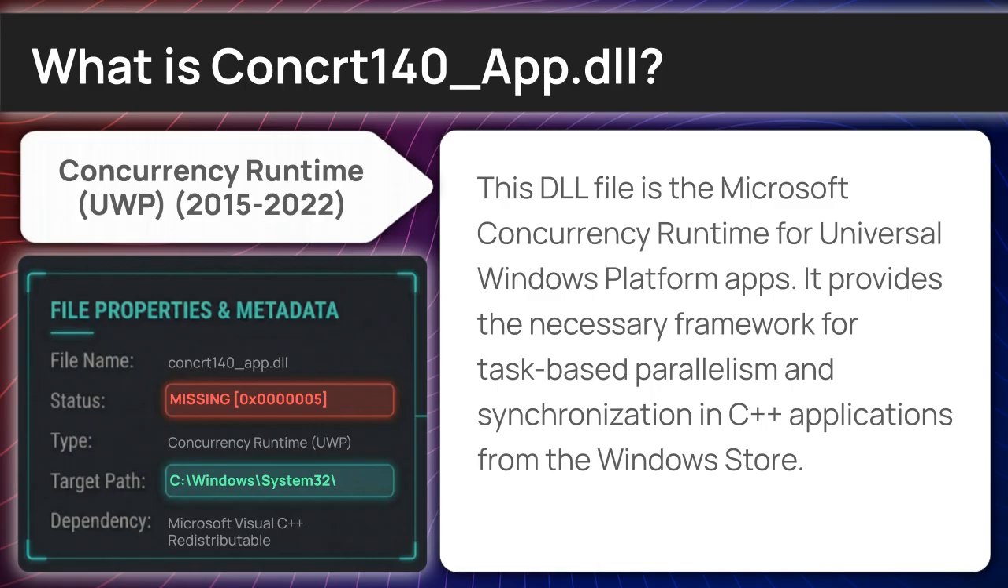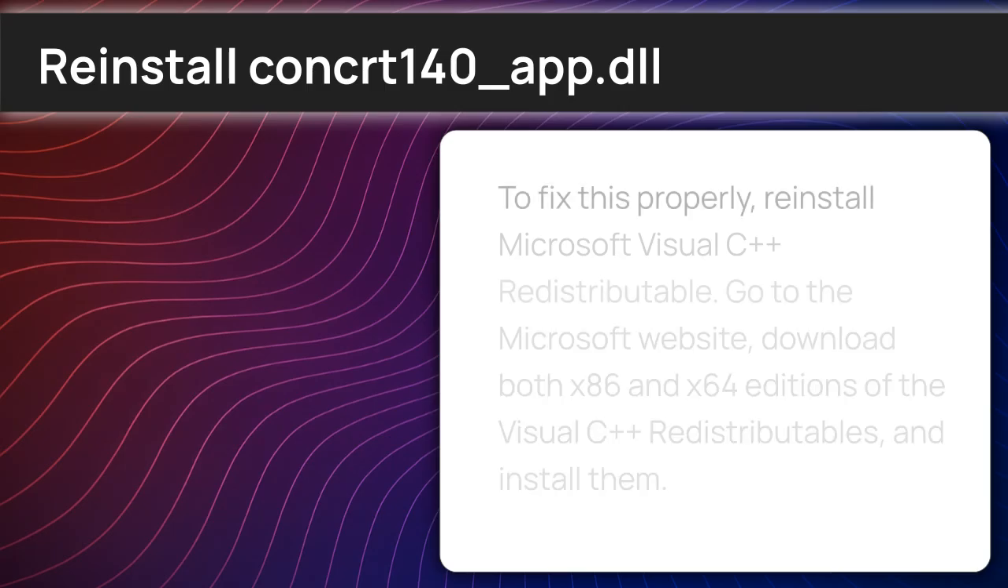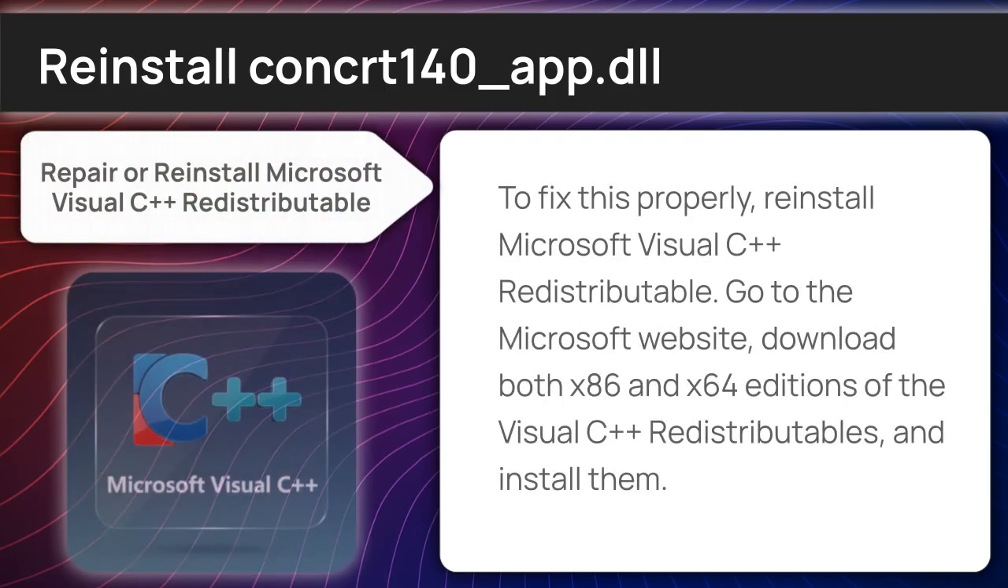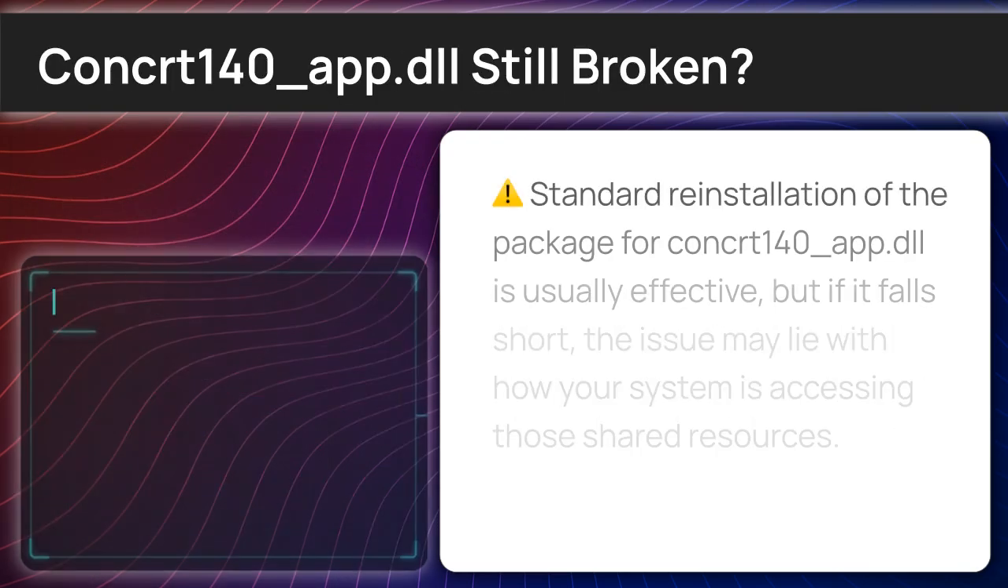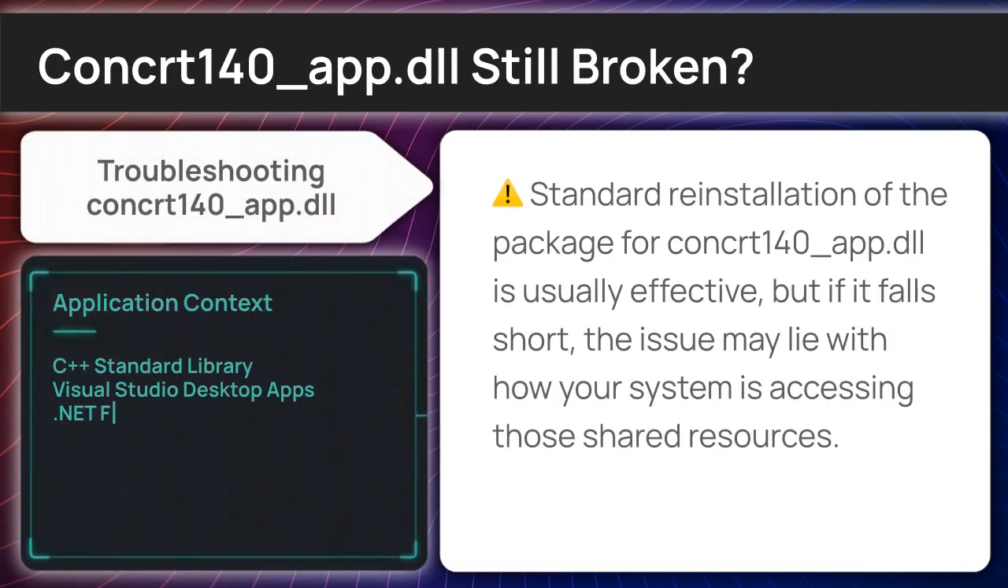Now let's dive into the solution, starting with a standard reinstallation. The best approach here is a reinstall of Microsoft Visual C Redistributable. Grab the x86 and x64 Visual C Redistributable installers from Microsoft and run them to restore the file. If you are still encountering the error after following the official setup, it's time to investigate the underlying system architecture.